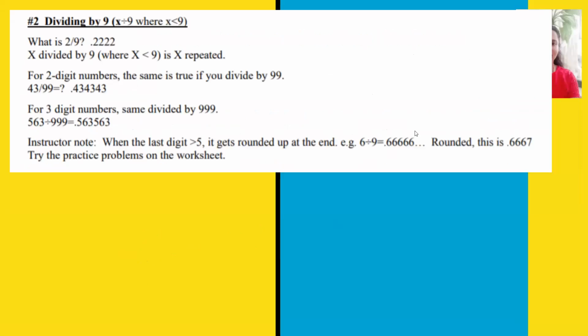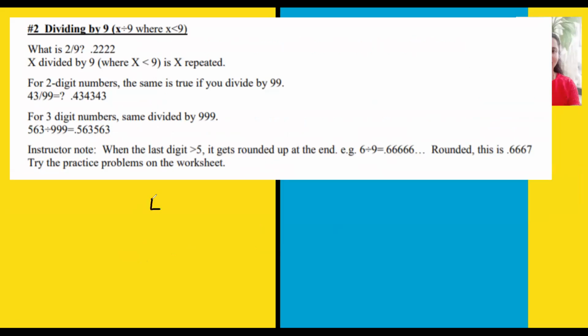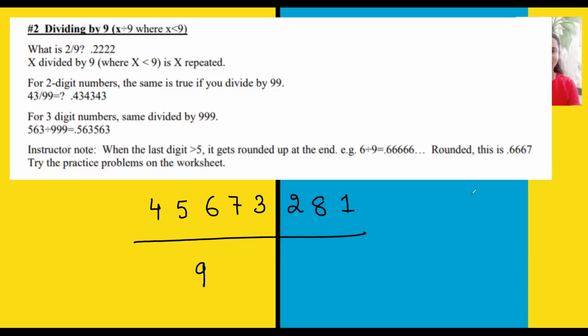Now, dividing by 9. So whenever we divide by 9, suppose 4, 5, 6, 7, 3, 2, 8, 1 divided by 9, and they ask you only the remainder. What is the remainder? Then without dividing, you can find it out. You can just cross it, make 9s and cross it. Casting out 9 method. See, so here remainder will be 0.